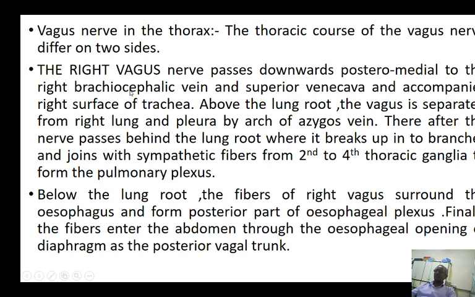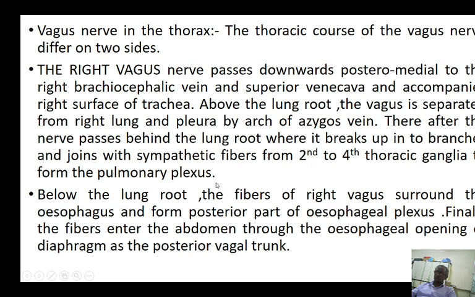We are having right and left vagus nerve having different courses. The right vagus nerve passes downwards posteriorly to the right brachiocephalic vein and superior vena cava, accompanies the right surface of the trachea. Above the lung root, the vagus is separated from the right lung and pleura by the arch of azygos vein. Thereafter, the nerve passes behind the lung root, where it breaks up into branches and joins the sympathetic fibers from second to fourth thoracic.